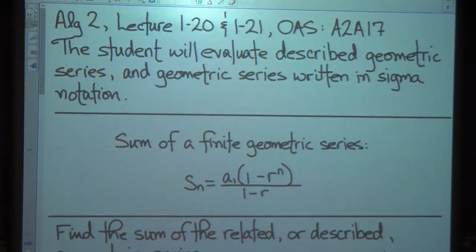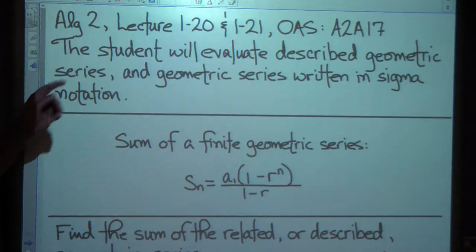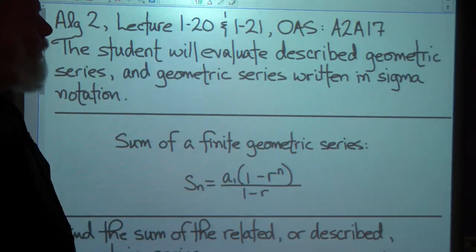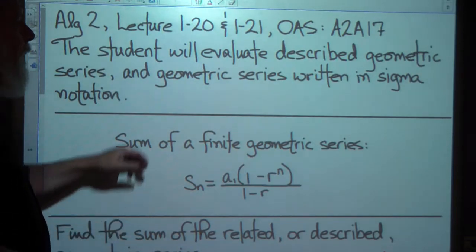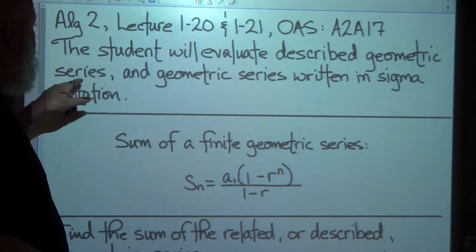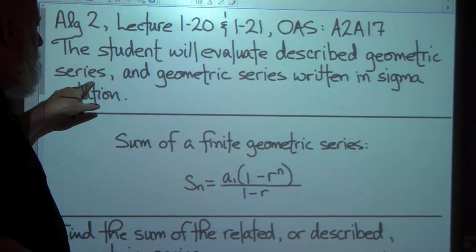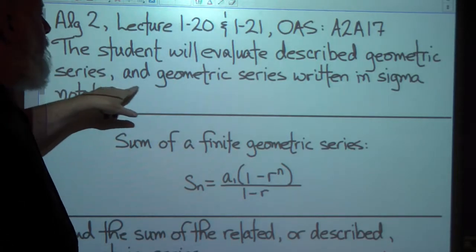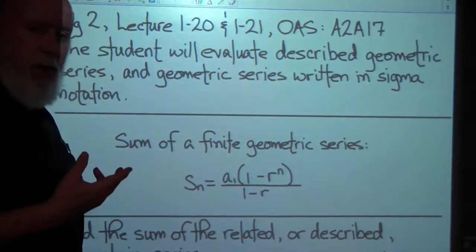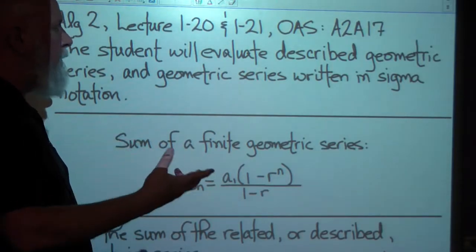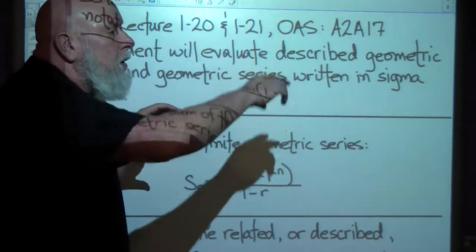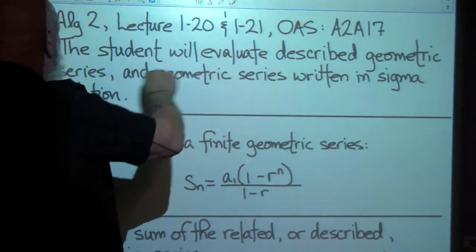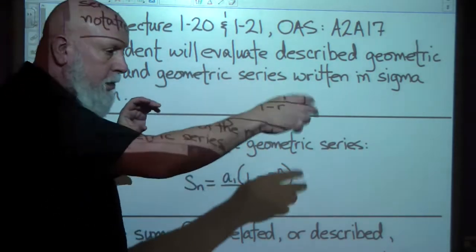All right. Algebra 2, Lecture 120 and 121, OAS A2A17 again. What we're going to do today, the student will evaluate a described geometric series and a geometric series written in sigma notation. Okay, so they're going to describe a geometric series to us. That is, we're going to add up. Remember, the series is the sum of the terms in a sequence.